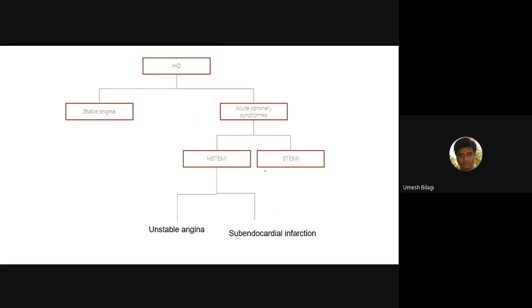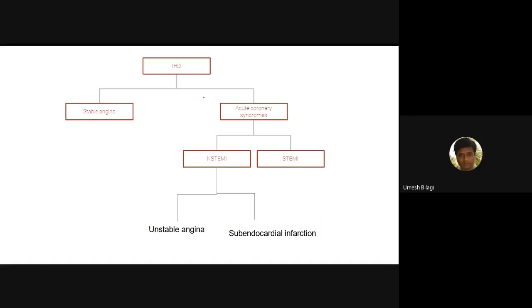We'll go to the next slide. Now, I am talking about ischemic heart disease. Clinically, we can divide it into two groups. One is stable angina, another one is acute coronary syndrome. This acute coronary syndrome is further divided into NSTEMI and STEMI. NSTEMI can be further grouped into unstable angina and subendocardial infarction.